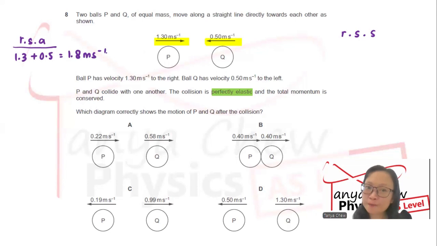All you need to do now is to check A, B, C, D. Which one gives you 1.8 meter per second? So let us look at A first.